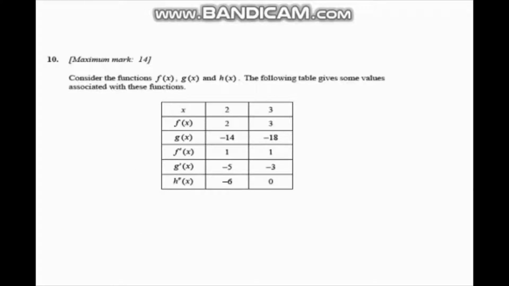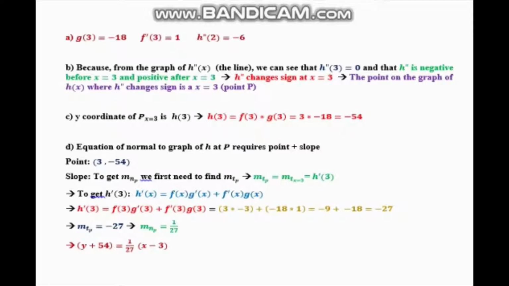Since f of 3 is 3 and g of 3 is negative 18, h of 3 shall be equal to 3 times negative 18. So h of 3 is equal to f of 3 times g of 3, which we got from the table as 3 and negative 18. Hence the answer is negative 54.